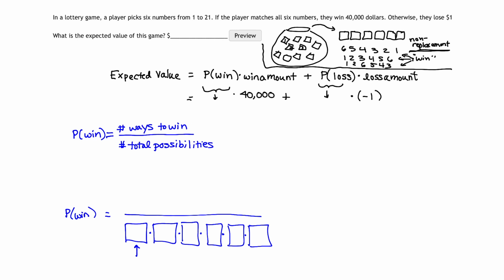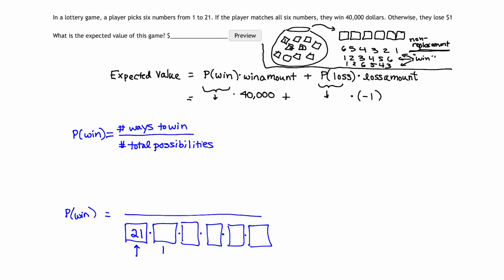Well, there are 21 different choices, right? That first slip of paper could be a number 1, 2, 3, 4, 5, 6, 7, 8, 9, 10, all the way up to 21, right? So there are 21 different numbers that first slip of paper can be when I pull it out of that jar.